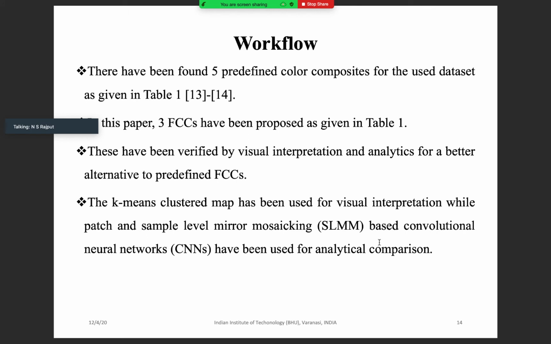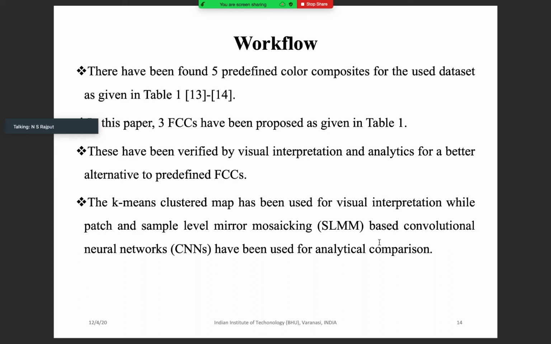In published literature, people are showing 5 different color composites, and in this work we are proposing 3 different false color composites that were found to be more efficient. We will be showing our results in the form of visual interpretation. By visual interpretation, we can see how effective our proposed false color composites are with respect to the already existing color composites.